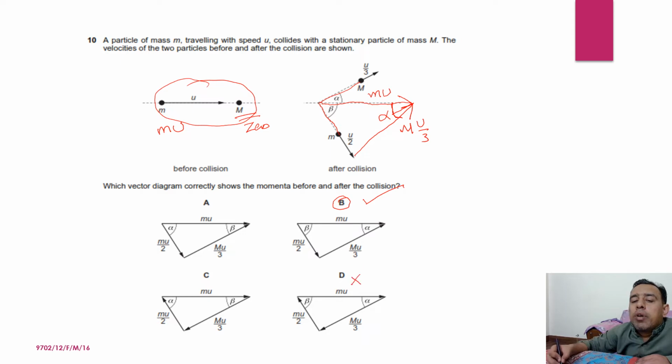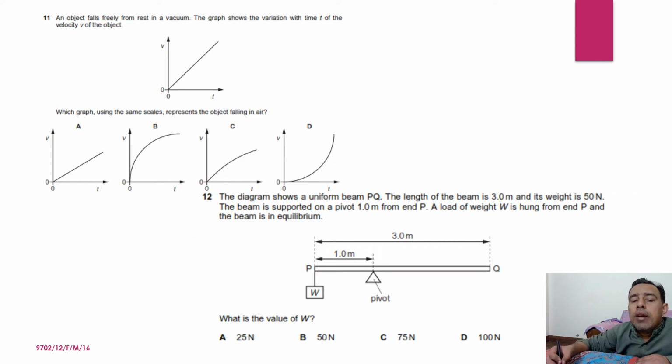This one is not correct because there is no resultant, and I told you earlier how you come to know about the resultant. For the resultant vector, the head is attached with the head and the tail is attached with the tail, so this B is correct. Moving towards the next question.